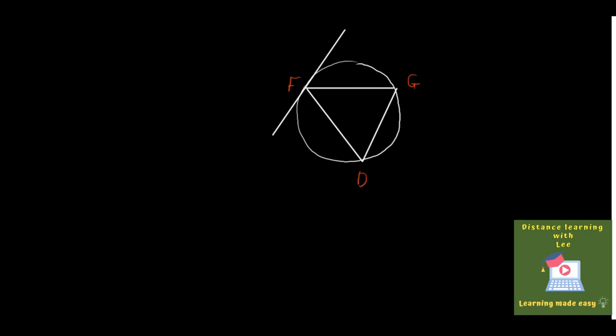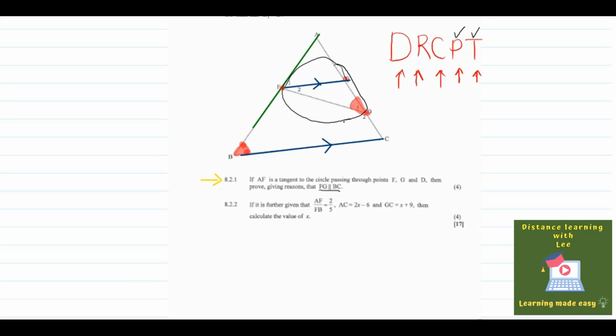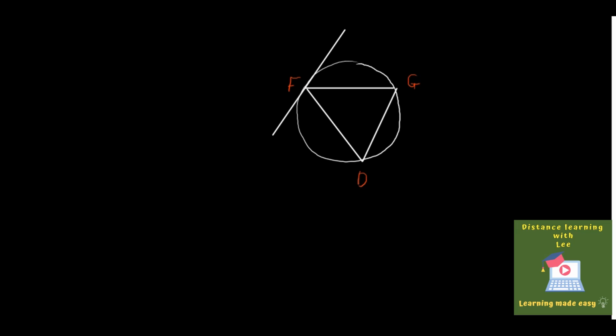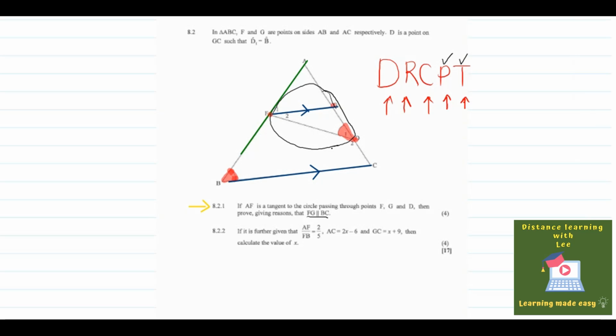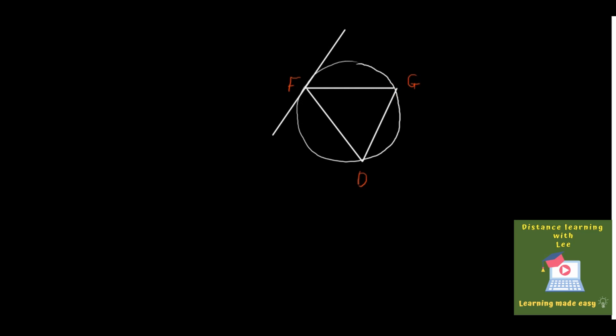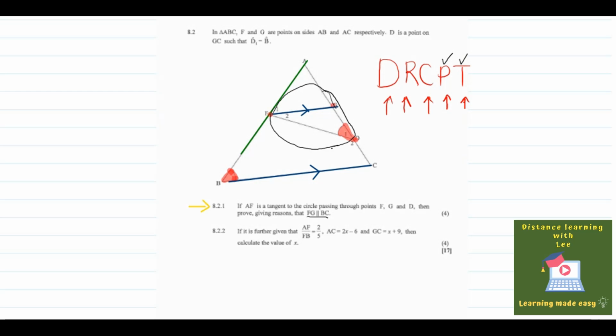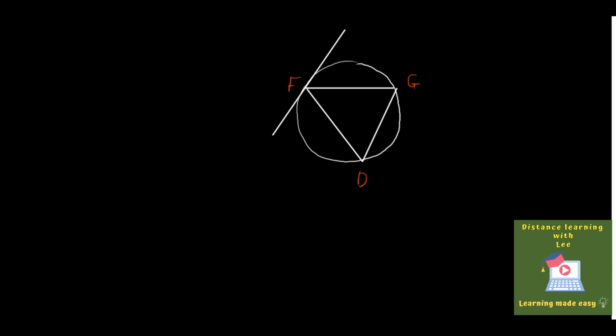So I've redrawn what we are given here, okay? Because I've got the point F there, and the point G there, and I've got the point D there. So I've basically redrawn the circle, taking into consideration what we are told, right?